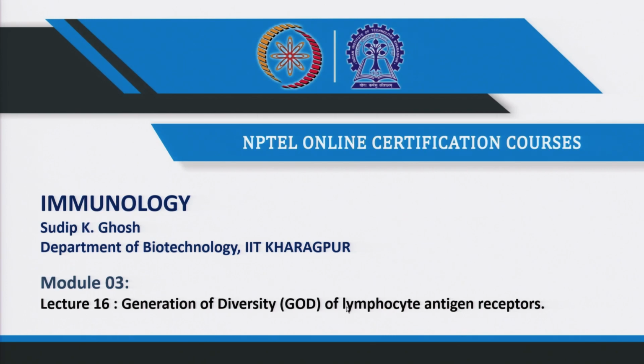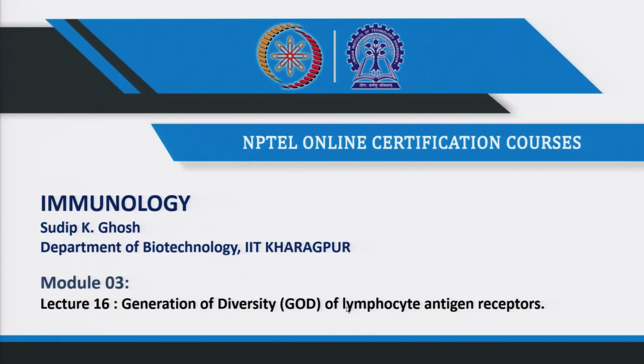So, we are still continuing the same generation of diversity. In the last lecture we discussed, actually there are 3 points we already discussed, like how the diversity is going to happen. First is variable number of VDJ region, then combination of different light chain and heavy chain, and third, one of the very interesting and very important reasons for diversity, is the N and P nucleotide addition. It is also called junctional diversity of antibody or T cell receptor.